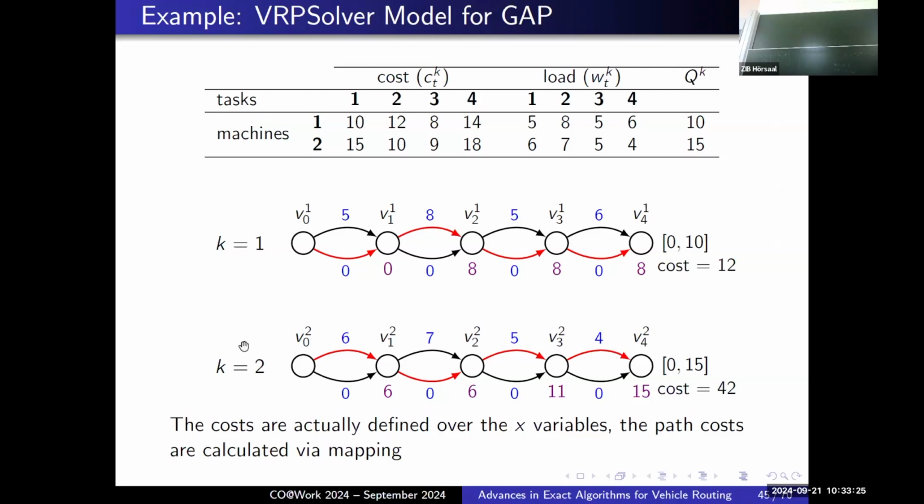We are including item 2. So the consumption is 8 because here, okay? And we are not including item 3. So this corresponds to the assignment of only item 2 to machine 1. This corresponds to assigning items 1, 3, and 4 to machine 2. Okay. So we are representing the possible solutions for each machine as a resource constrained shortest path over this graph.